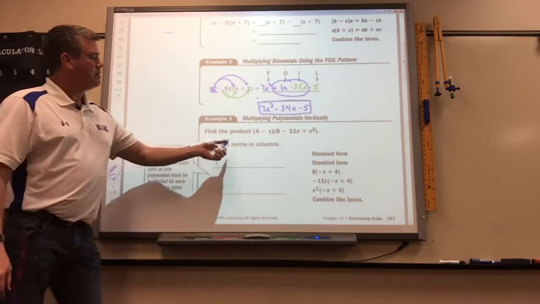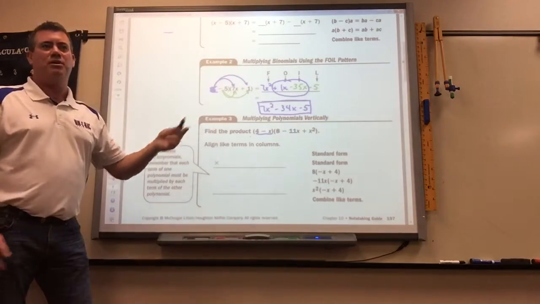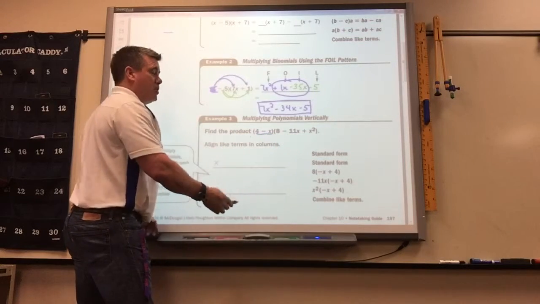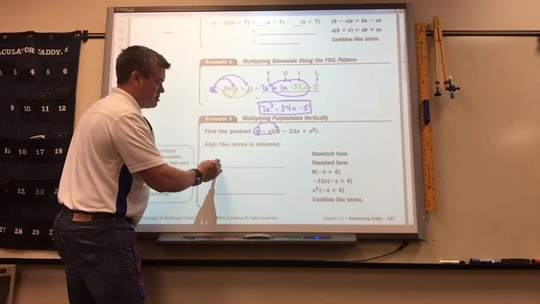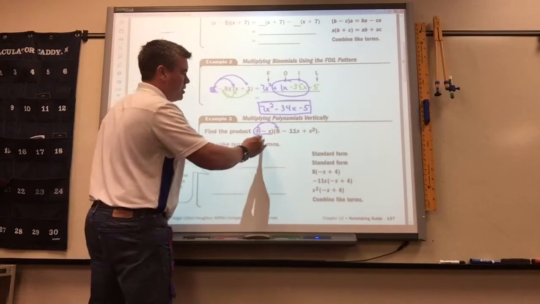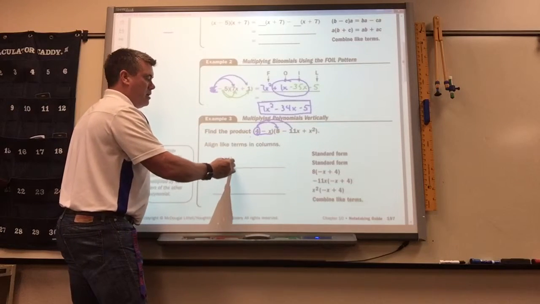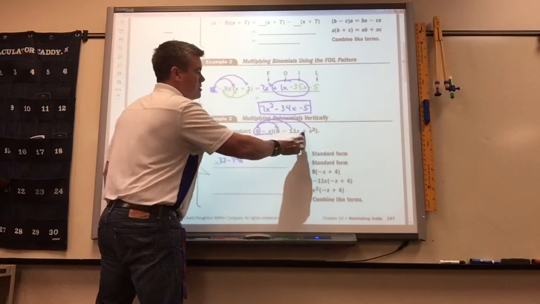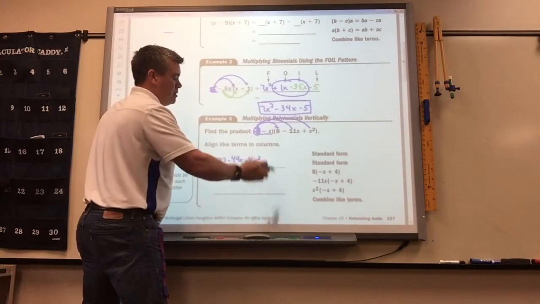So now this one, we've got a binomial times a trinomial. So it's the same thing you do. You have to take each of these times each of these. So start with the first one. 4 times 8 is 32. 4 times a negative 11x, negative 44x. And then 4 times a positive x squared. And you're done with that one.